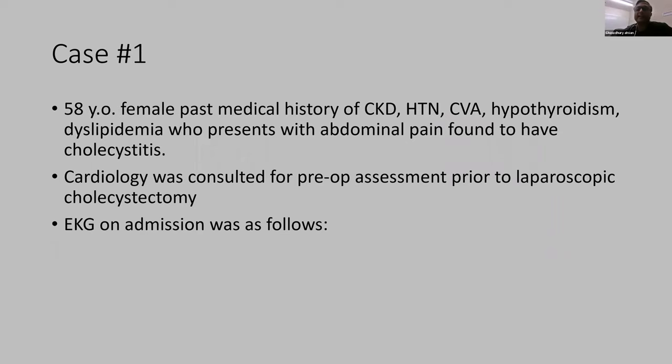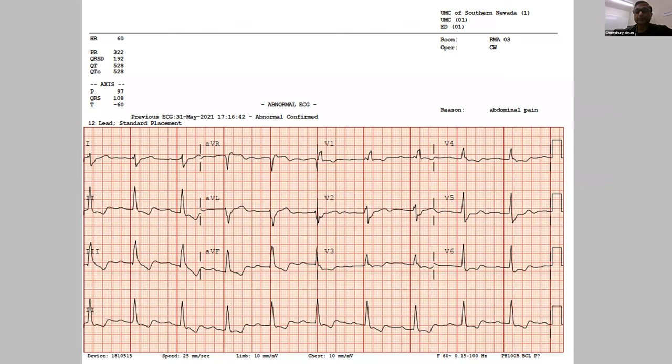We'll do some didactic case discussion. This is about one of the patients that we had a few weeks ago, a 58-year-old with quite a few comorbidities. As you can see, CKD, hypertension, CVA, hypothyroidism, and cardiology was called in for pre-op before the cholecystectomy. And this was the EKG. This was the EKG from the ER.